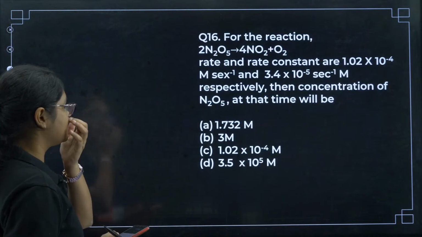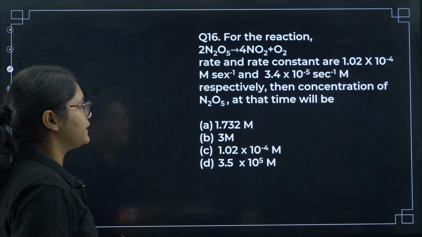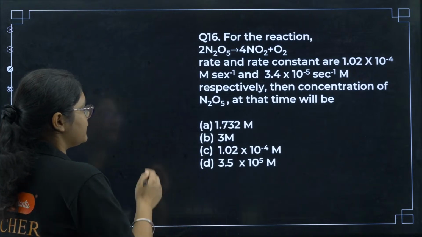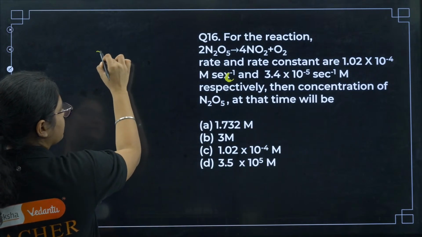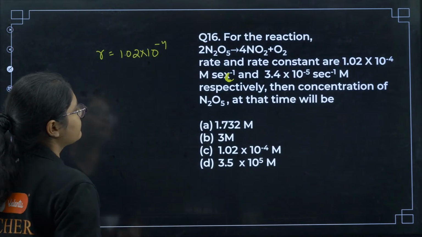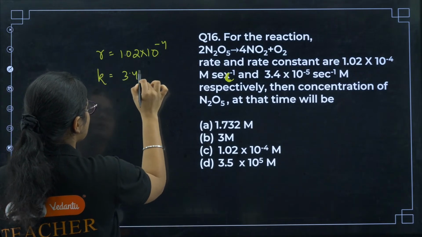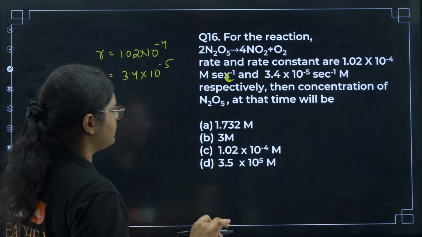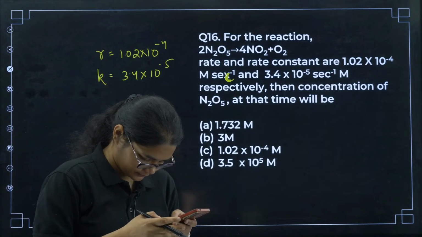Next question. For the reaction 2N2O5 gives 4NO2 plus O2, the rate and the rate constant are given. The concentration of N2O5 at that time will be? Here a small spelling mistake, sorry. We have rate equal to 1.02 into 10 to the power of minus 4, and rate constant K is equal to 3.4 into 10 to the power of minus 5. The concentration of N2O5 at that time will be? What will be the correct option for this one?